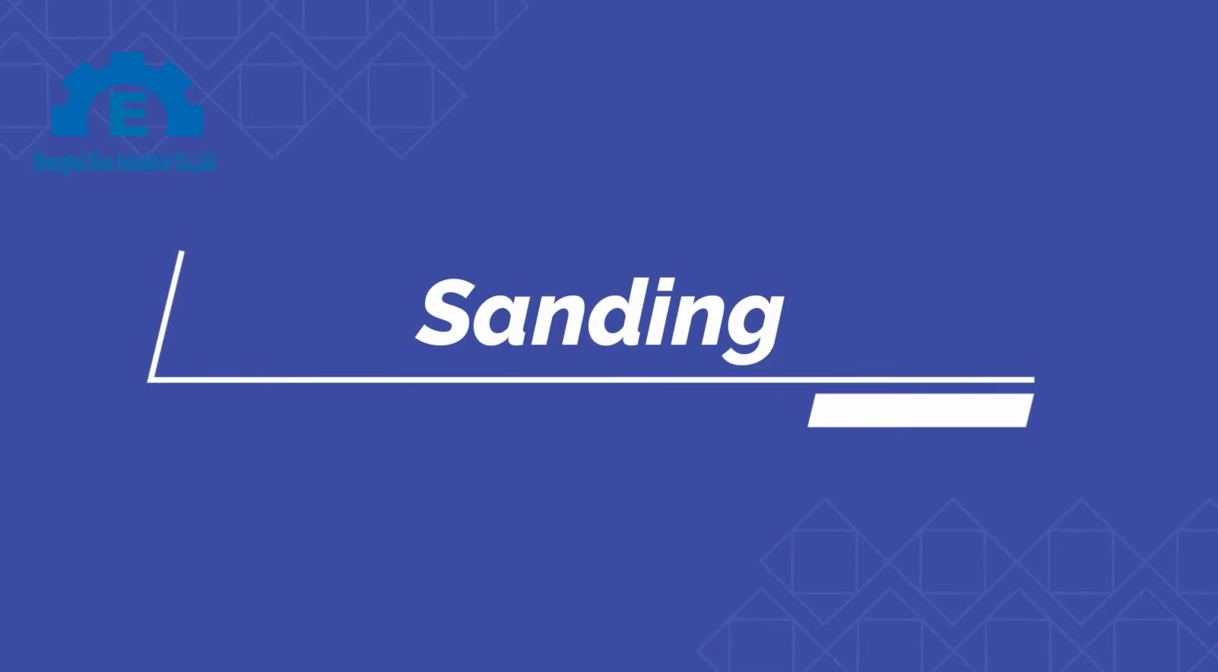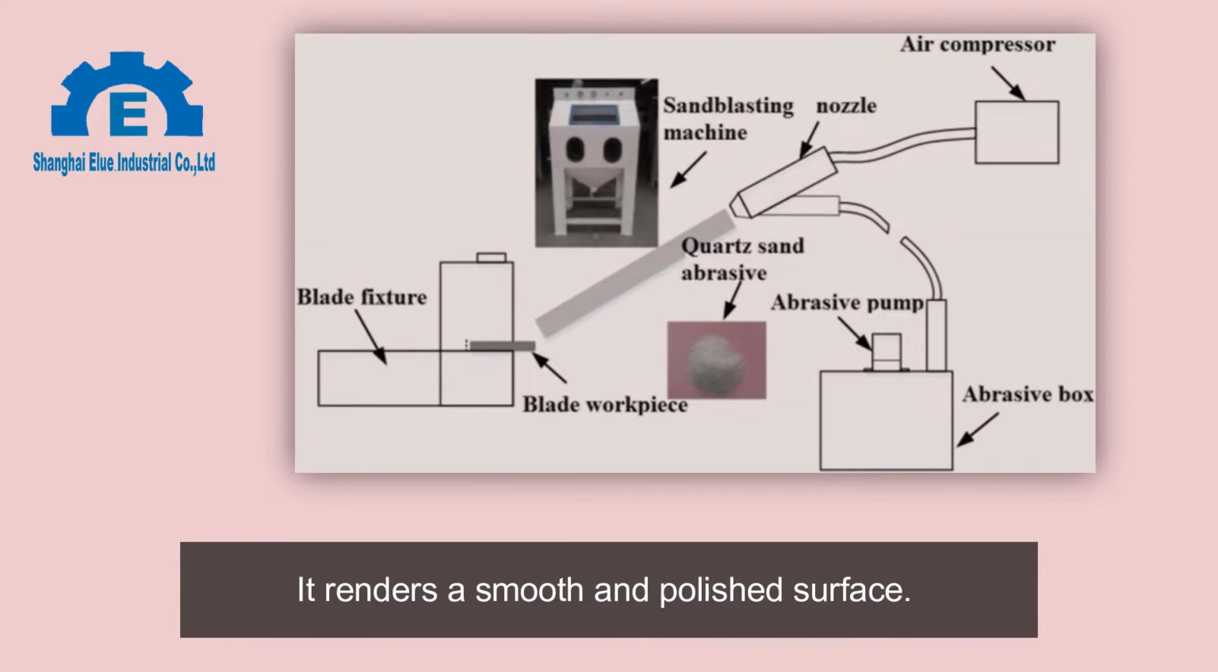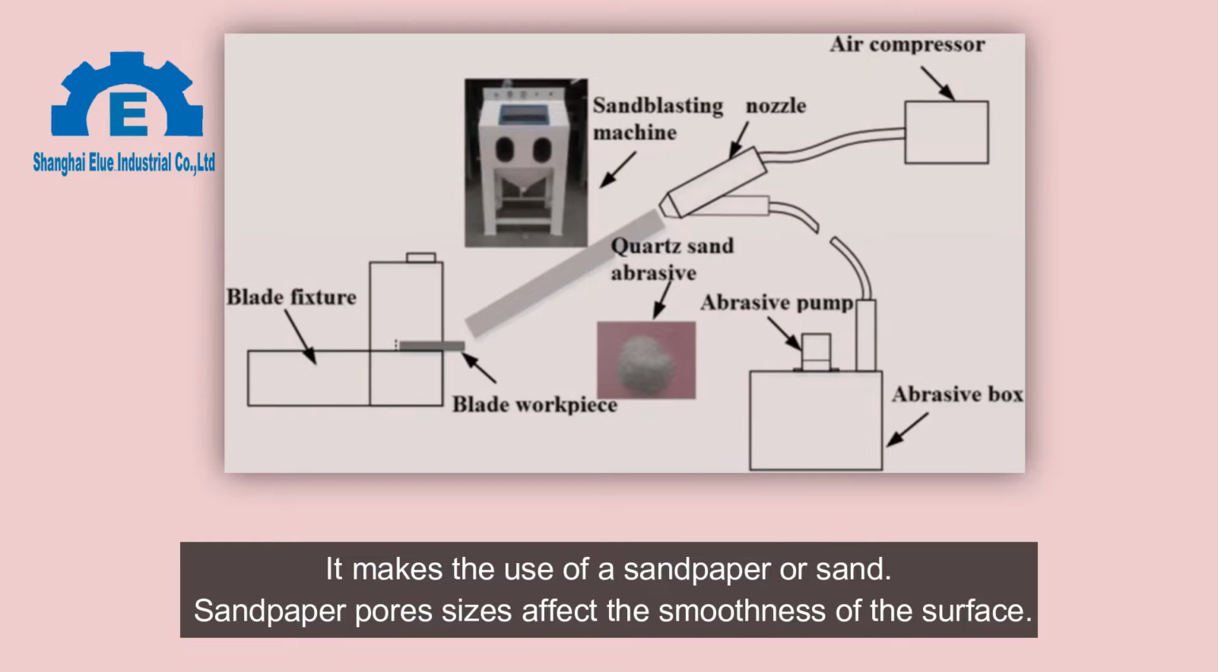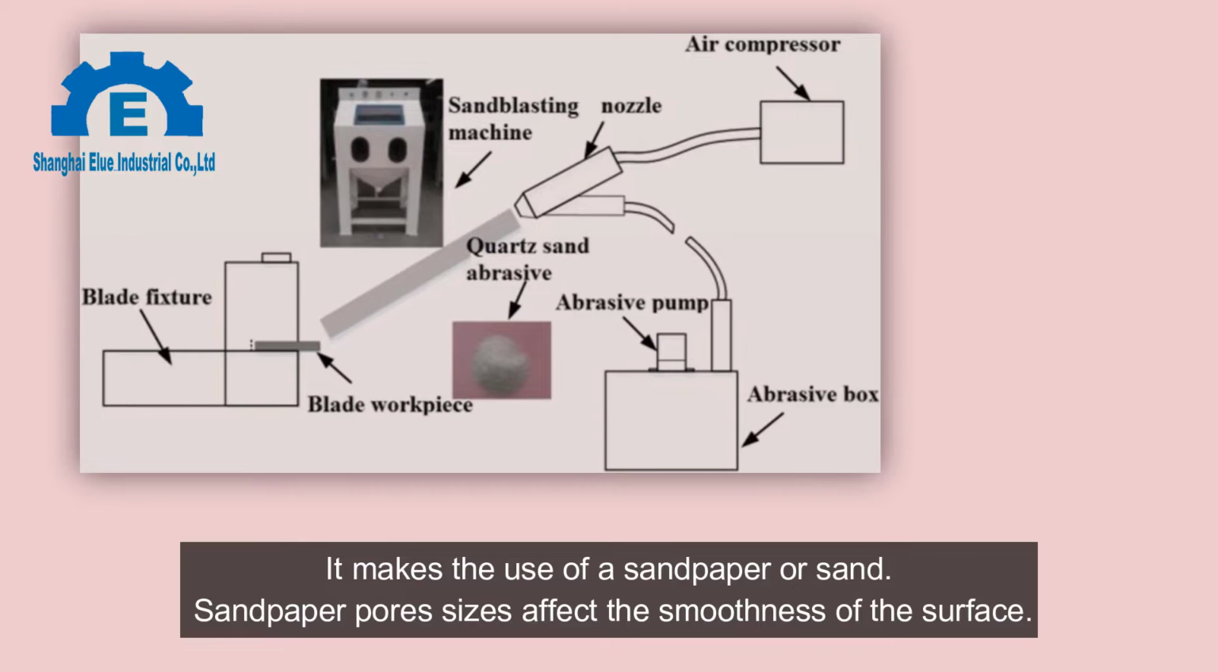Sanding. It renders a smooth and polished surface. It makes the use of a sandpaper or sand. Sandpaper pore sizes affect the smoothness of the surface.